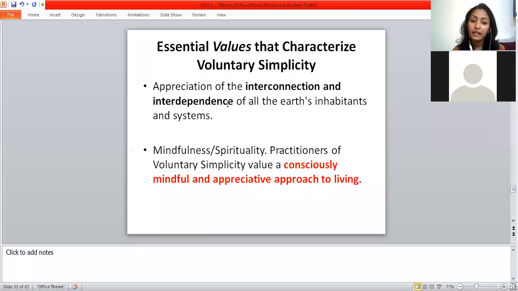So what exactly we can talk about is certain values that are characterized with voluntary simplicity, like appreciation of interconnection and interdependence of all the Earth's inhabitants and systems, that we have discussed in the previous session as well, that we have to appreciate the interconnection which is there between nature and human beings.